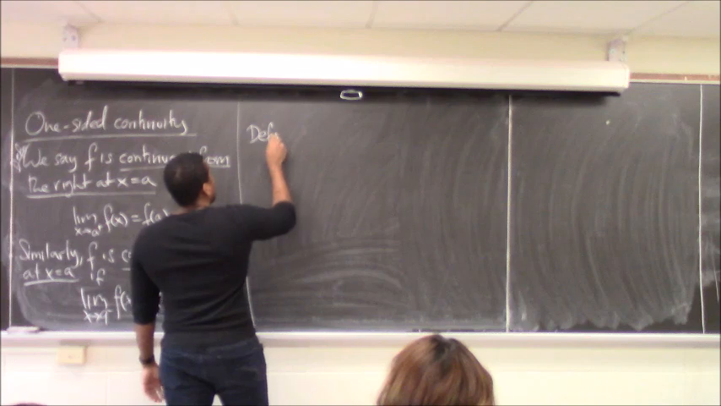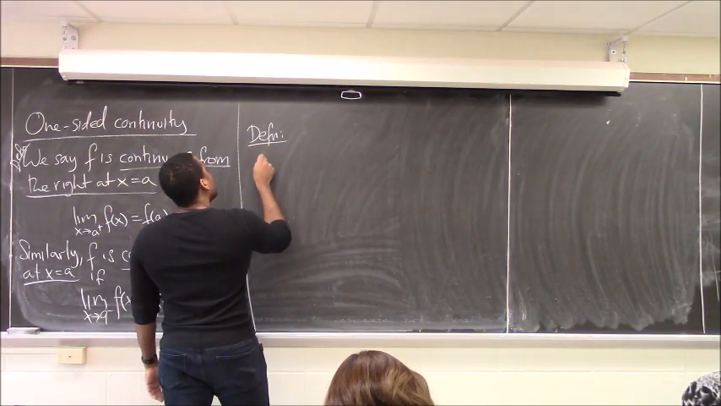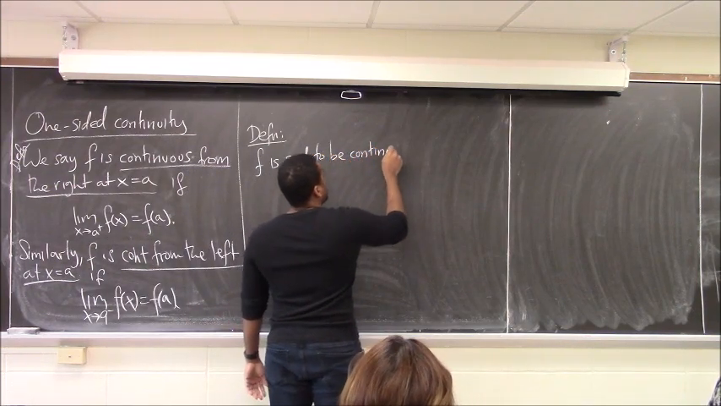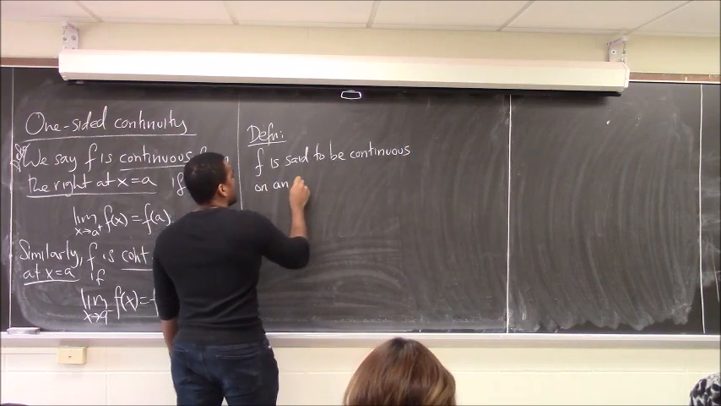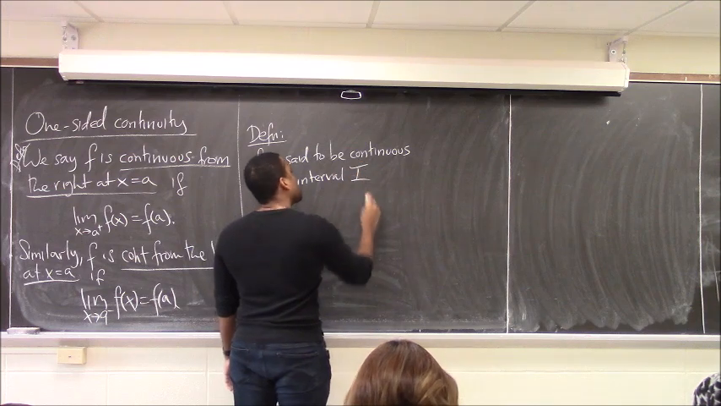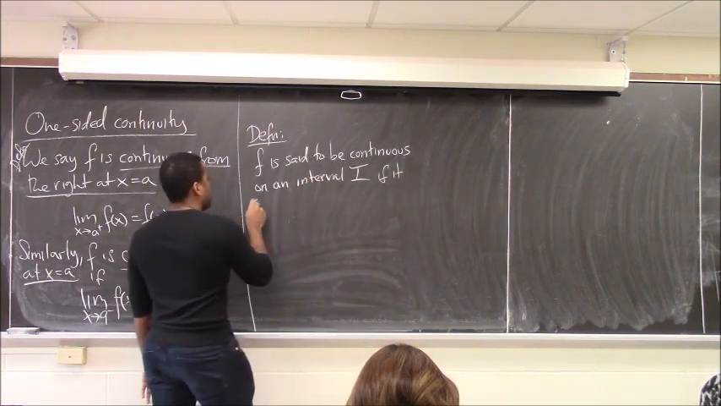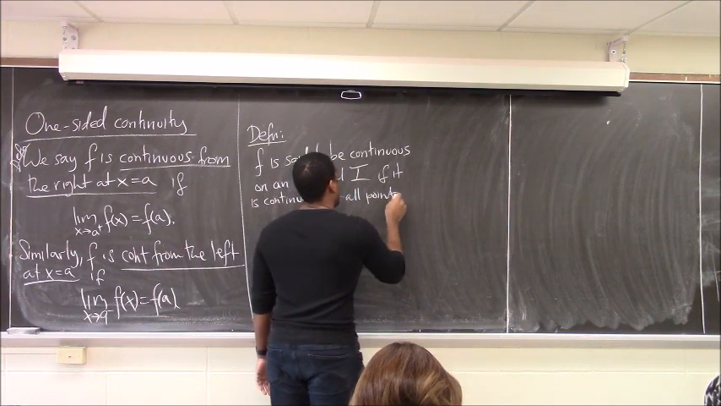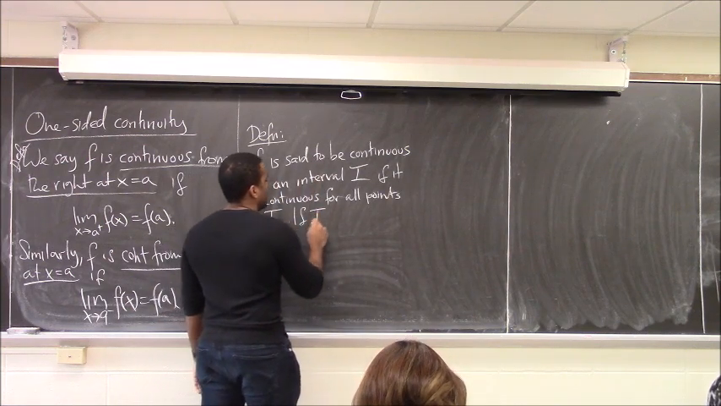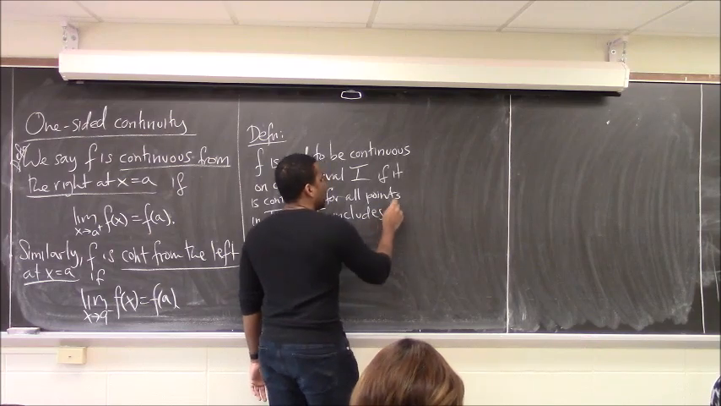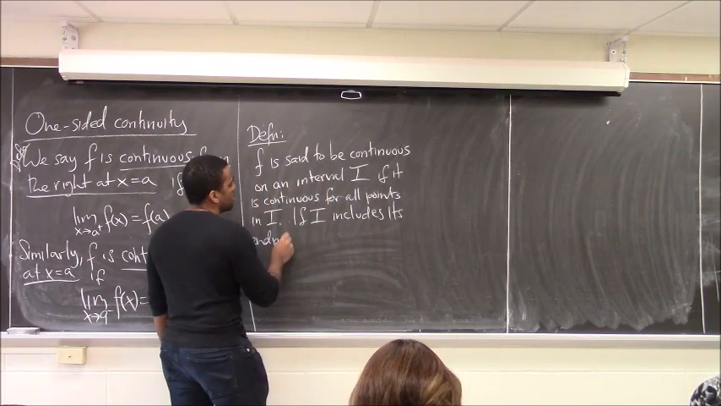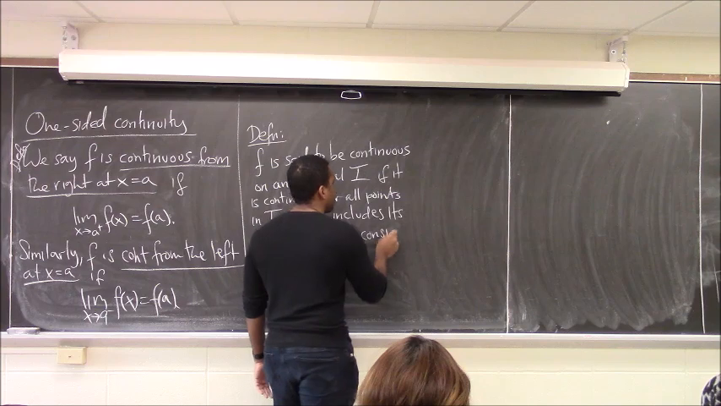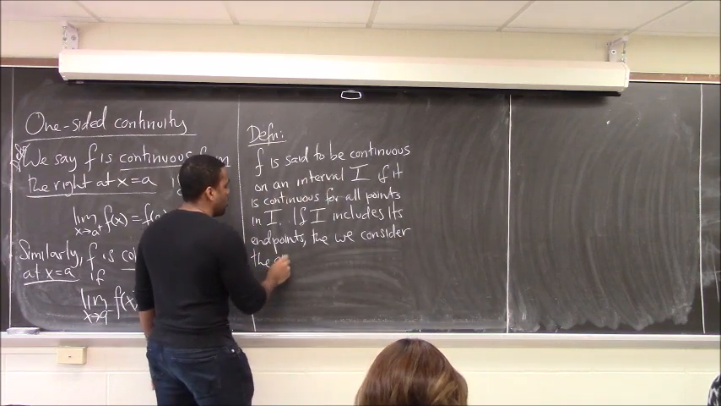So in that sense, we also need another definition. F is said to be continuous on an interval I if it is continuous for all points in I. If I includes its endpoints, then we consider one-sided continuity.